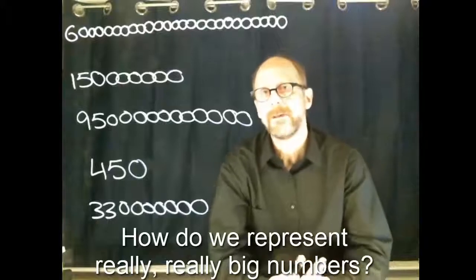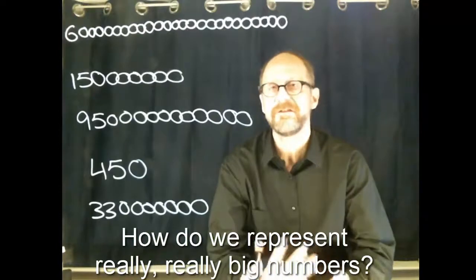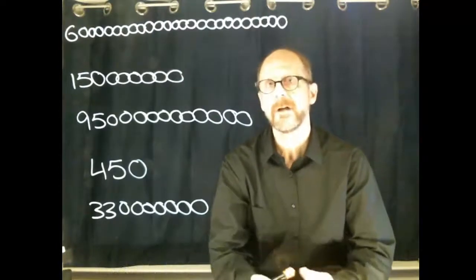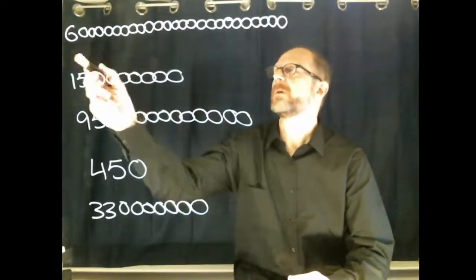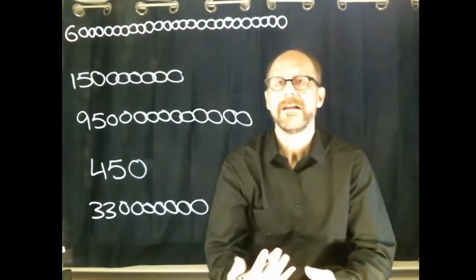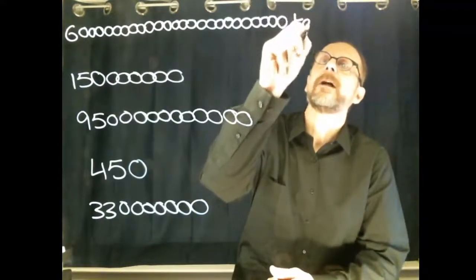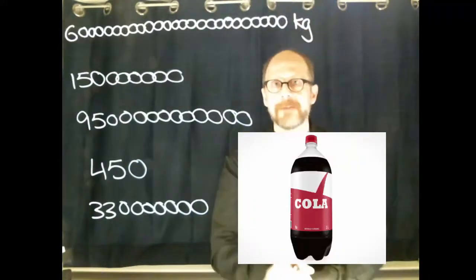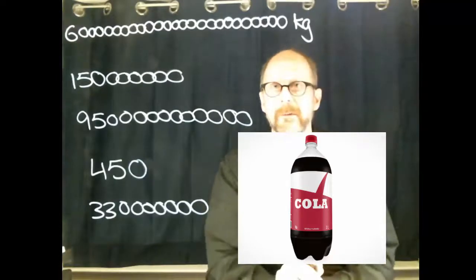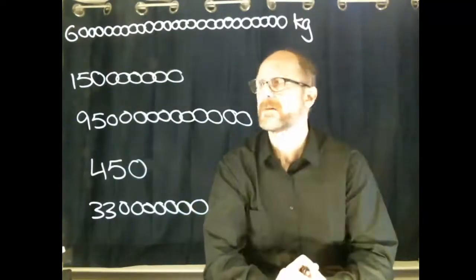In astronomy, we have to deal with big numbers, really big numbers. There's just no getting around it. So here are a couple examples. This number, a 6 followed by 24 zeros, is the mass of the Earth in kilograms. A kilogram is half of a 2-liter soda bottle. And that's the mass of the Earth in kilograms.